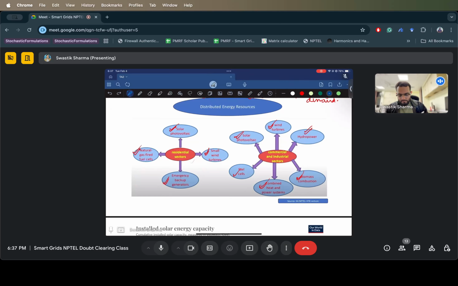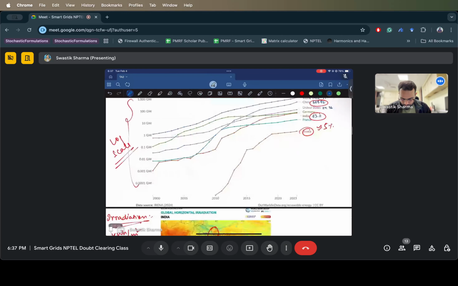What is the name? 1547. Yeah, it's called IEEE 1547. So this is used to standardize the interconnection of DRs with the system.